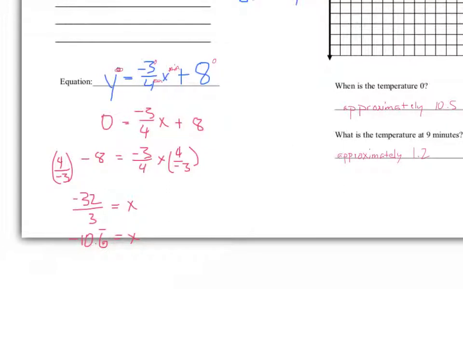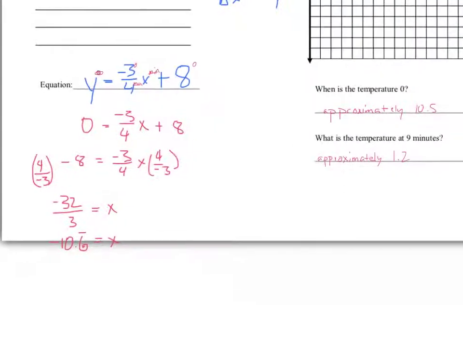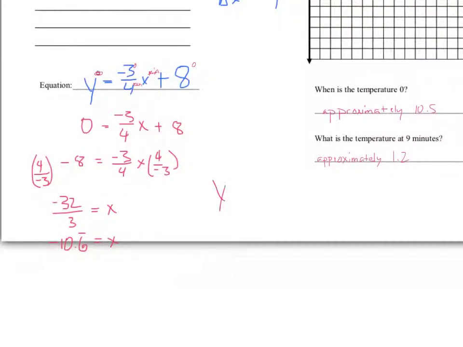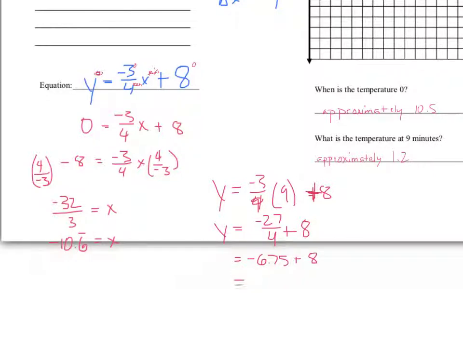Or if I wanted the exact value, I can plug in 9 minutes for x. Y is equal to negative 3/4 times 9 plus 8. All right, that gives me negative 27 over 4, sorry, plus 8, which is negative 6.75 plus 8, the exact value is 1.25.